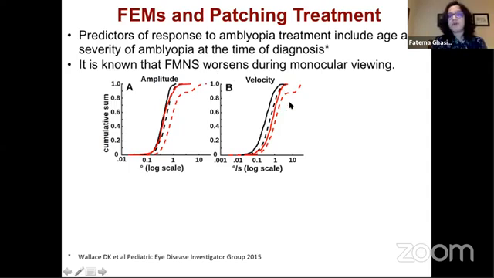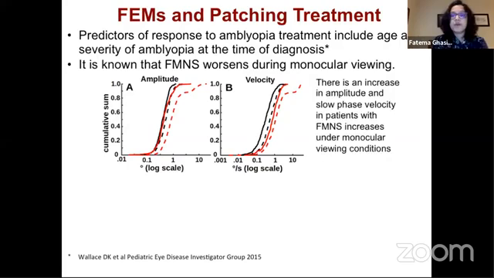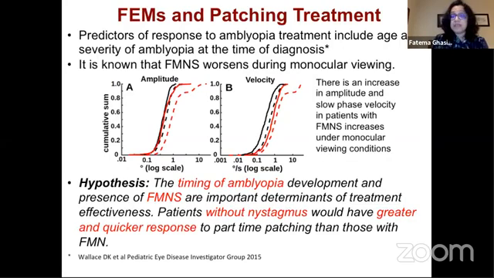The red traces are during monocular viewing, and the black traces are in binocular viewing. And notice that the amplitude and the velocity are shifted to the right, so they have greater amplitudes and velocities in monocular viewing. And so our question was, does the presence of FMN determine treatment response?